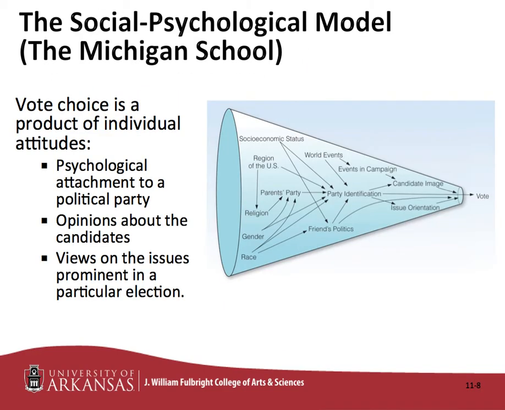The next model is that of the social psychological model, and this is the Michigan School. If we look at this graphic here, which comes from the book, we see this funnel of causality, in which case we see the classic Columbia School concepts of region, religion, gender, and socioeconomic status as playing a role. But as you get closer to the vote, as you get more proximate, other factors play a role. And these things are the psychological attachment to a political party, the opinions about candidates, and the views on the issues that are prominent in a particular election. So let's go over each of these in turn.